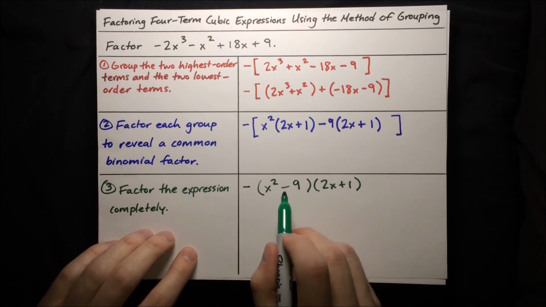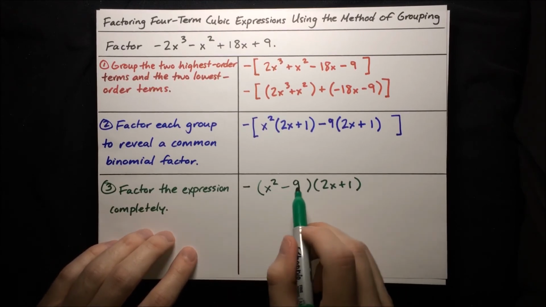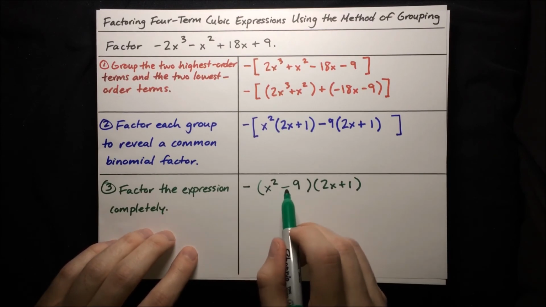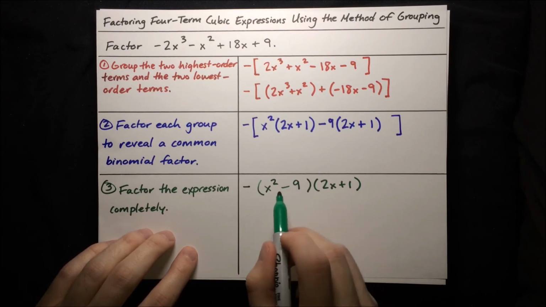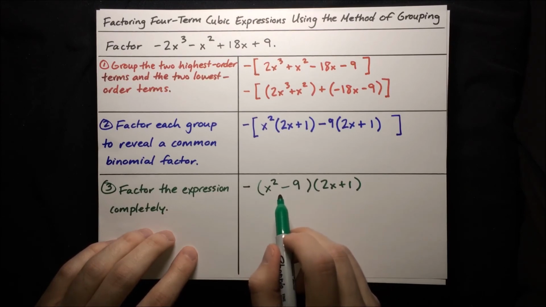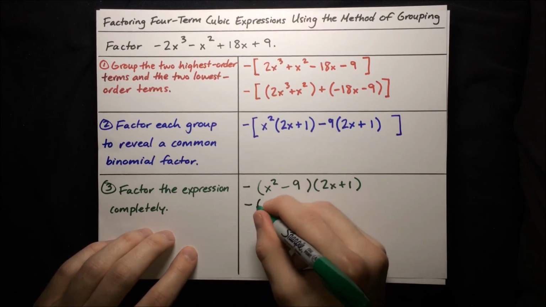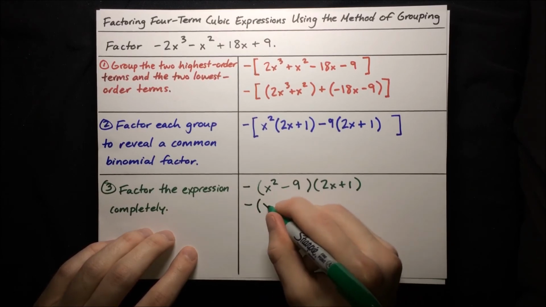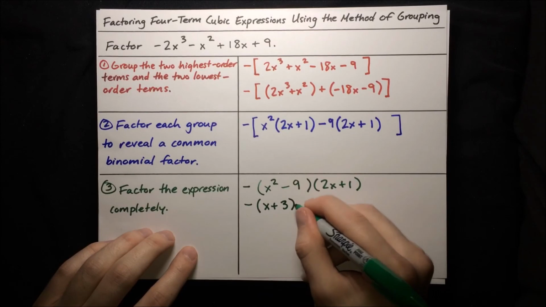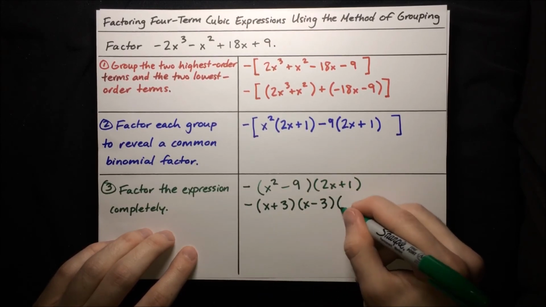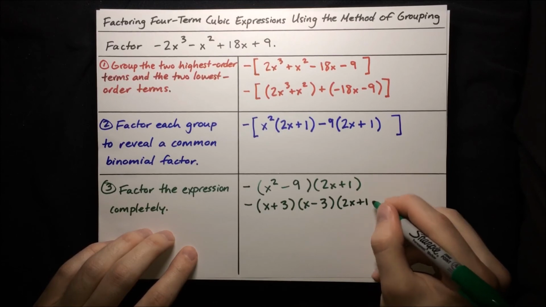But hold on though, let's look at the quadratic. Can we factor this anymore? Look, this is a perfect difference of squares. x squared minus 9 is just x squared minus 3 squared. So yeah, we can factor the quadratic a little bit more. So let's go ahead and do that. So minus, x squared minus 9 just factors to x plus 3, and then x minus 3. And then that is times 2x plus 1.